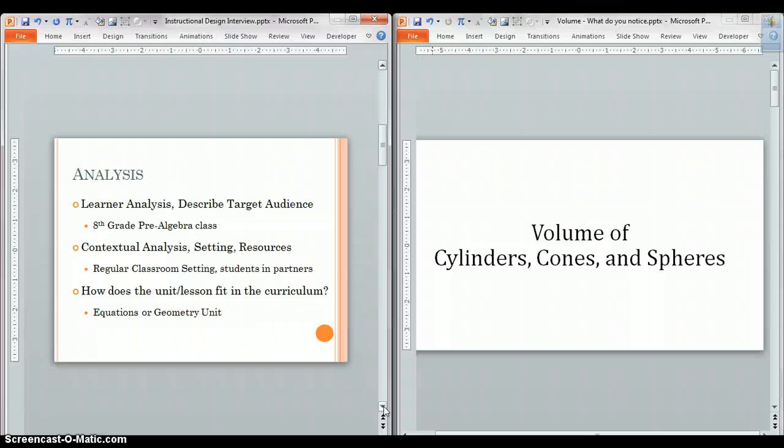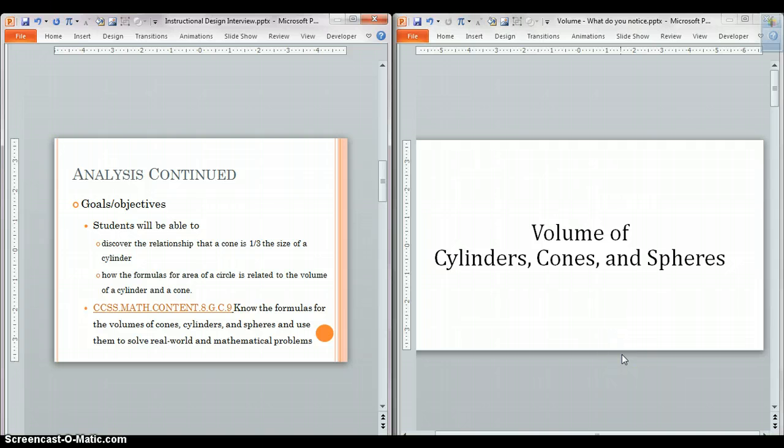I would try to have the students group in partners and then have 2 sets of partners at each table. My district has this unit placed inside of the equations unit because once we get into the application, you're solving for some variables, but it could also be done inside of the geometry unit as well.